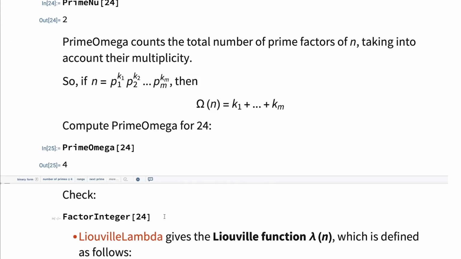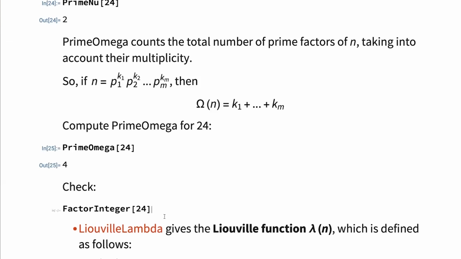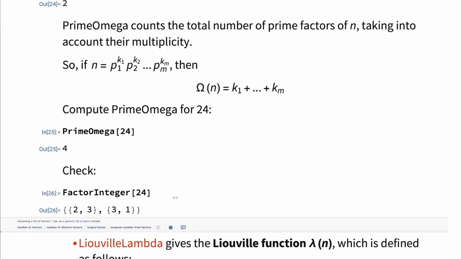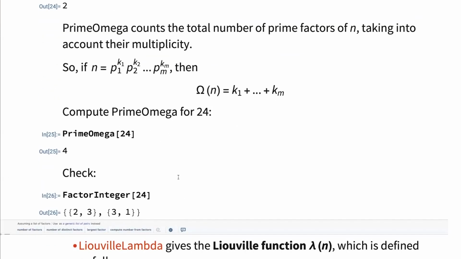As I said, these are connected to prime factorization. And if we compute FactorInteger for 24, we can check that yes, PrimeOmega would be 3 plus 1, which is 4, and PrimeNu would be 2 because it has 2 distinct prime factors.